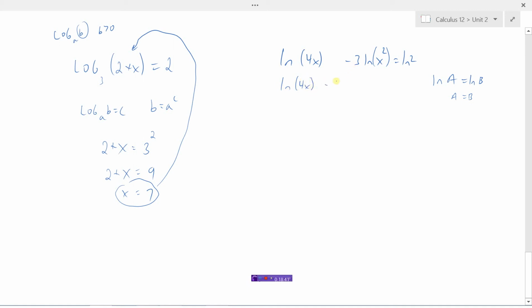Ooh, this has a number in front. I can move that up and make an exponent. So brought the 3 up as an exponent. Now x squared cubed, our exponent laws said we should multiply those exponents. So x squared cubed would be the same thing as x to the power of 6. Power of a power rule, times the exponents. And now I have log a minus log b. So I can combine those together to get a divided by b.